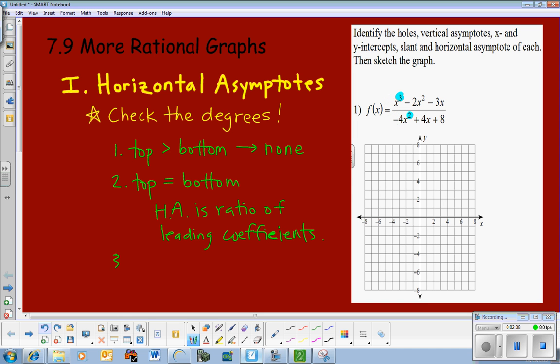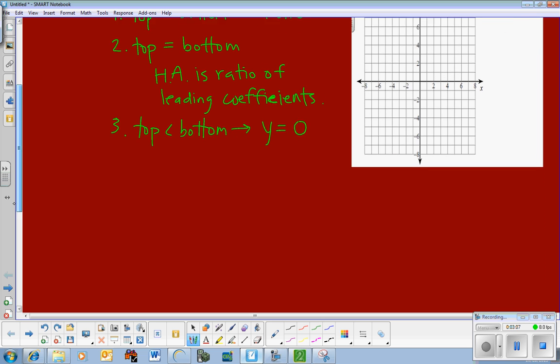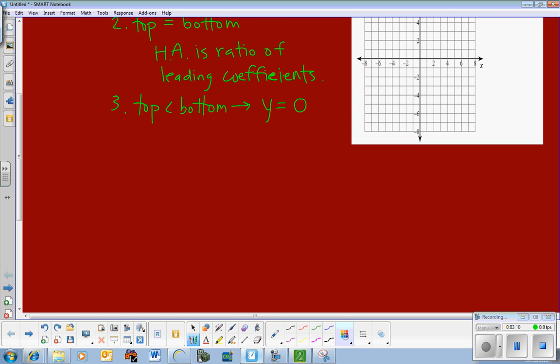All right, number 3. If the top is less than the bottom, then the bottom, in a sense, is going to dominate, and then y equals 0 is going to be your horizontal asymptote. It'll approach the x-axis if the top degree is smaller. Because what you end up with as x gets really big is a big number over a gigantic number, which basically makes 0 in the long run. So there are rules for horizontal. We'll go back up and draw the graph in a minute.